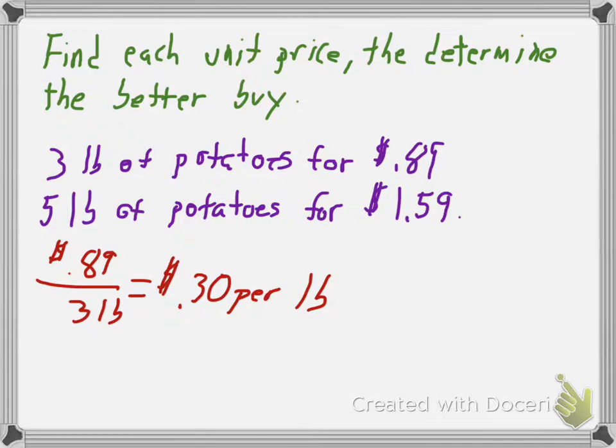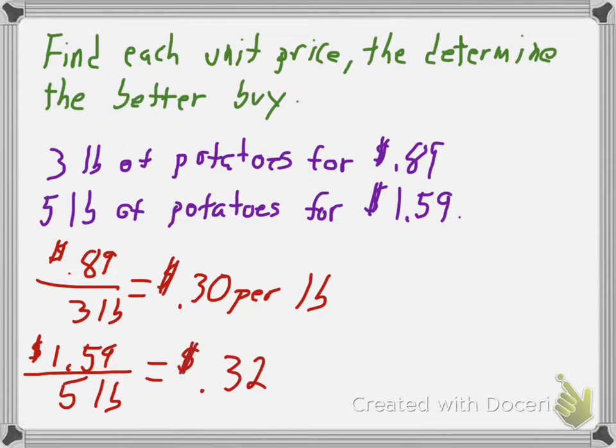Now I need to find the unit price of 5 pounds of potatoes for $1.59. So again, I'm going to do $1.59 all over 5 pounds. When I go ahead and divide here, 1.59 divided by 5, I end up getting 0.32. So 32 cents per pound.